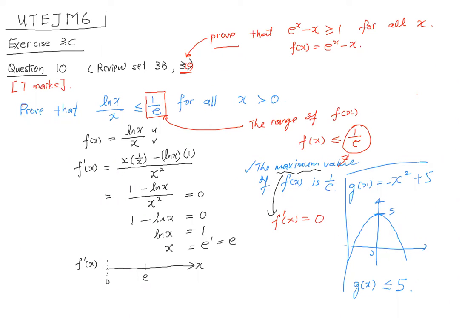So here is positive and here is negative. So I make a conclusion. E, 1 over E. Do you know how I get 1 over E?